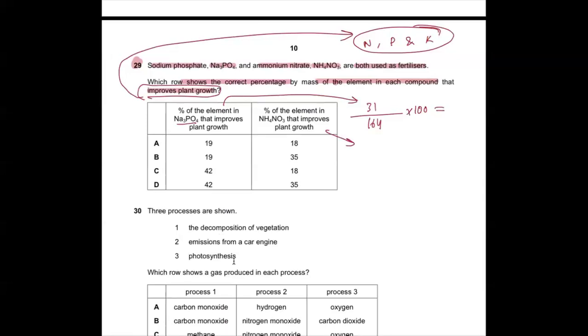And over here, nitrogen, there are 2 nitrogen, which makes it 28, and the Mr of the whole compound is going to be 80. Over here, we have to calculate its Mr, right? So 80 times 100.